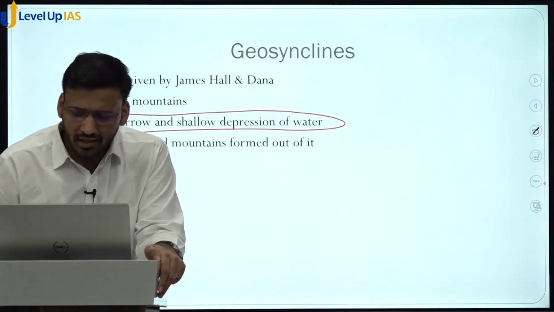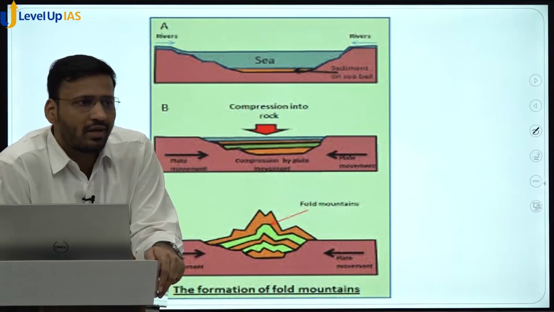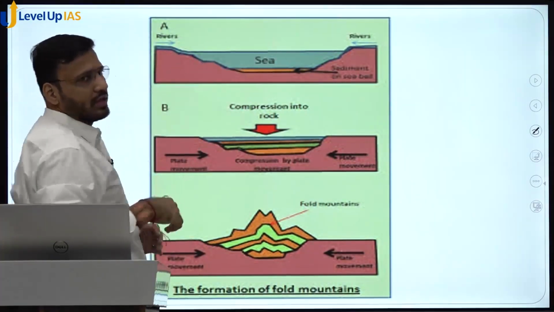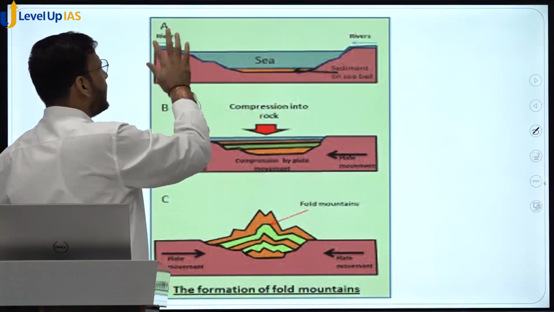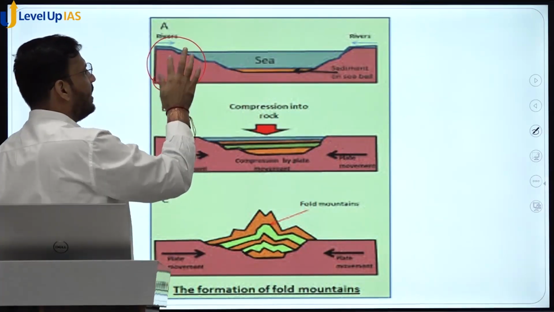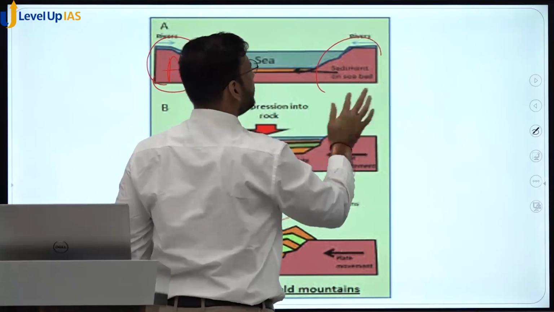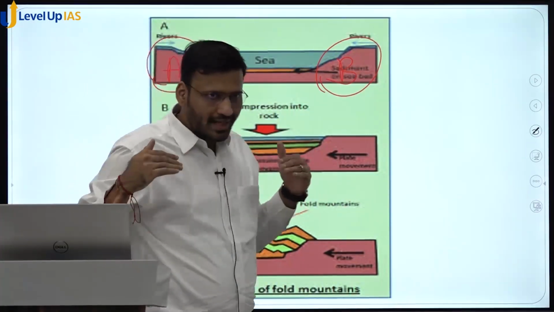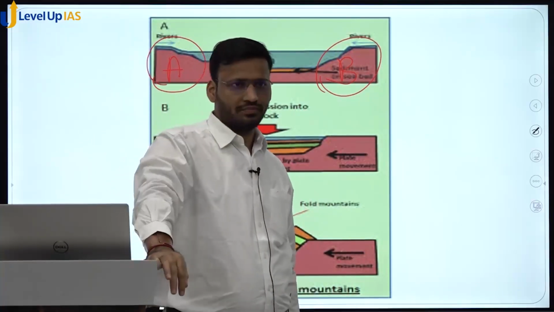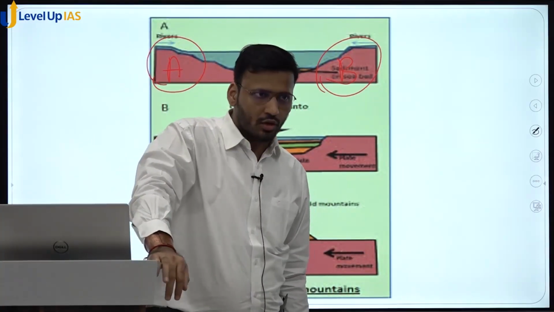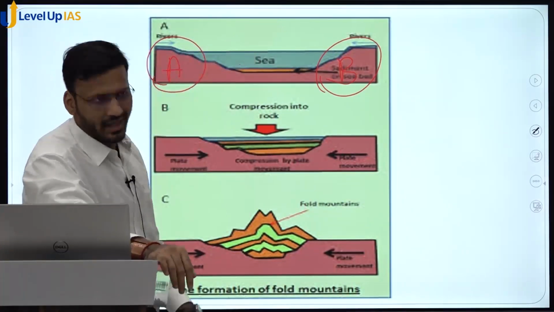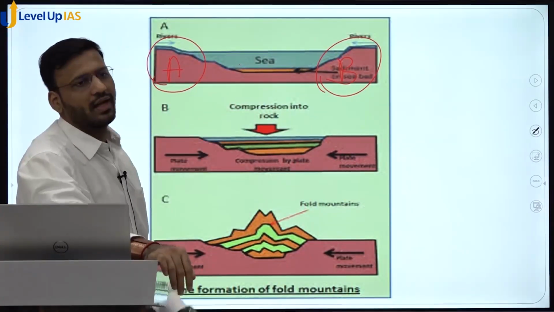So let us understand this geosyncline and how a mountain is formed out of it. Now this is a geosyncline over here. This is one plate, plate A, and this is plate B. Now let us say these two plates have come closer to each other. They are coming close to each other. So in between there will be a small depression or gap between the two plates. It is called a geosyncline.